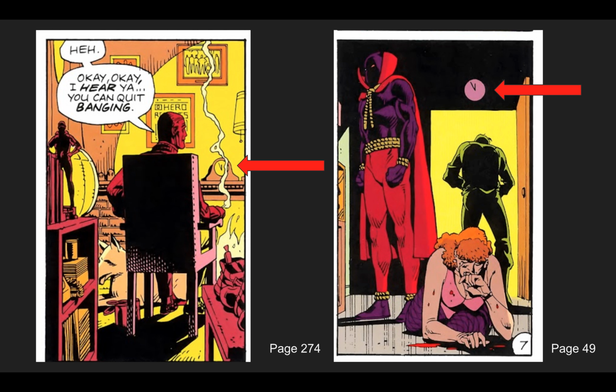On page 49 on the right-hand side, when we see the Comedian attempt to rape Sally Jupiter, there's a clock above the door sill when he's zipping his pants and walking out. Another clock appears in chapter 8 on page 274 when Hollis is sitting at his chair and he hears someone knocking on the door.